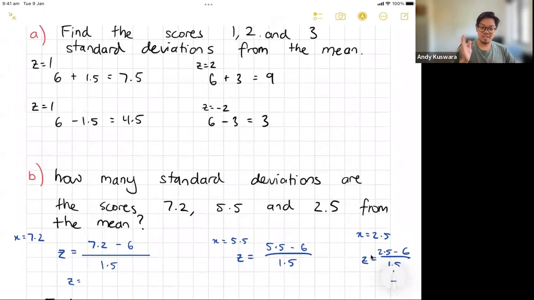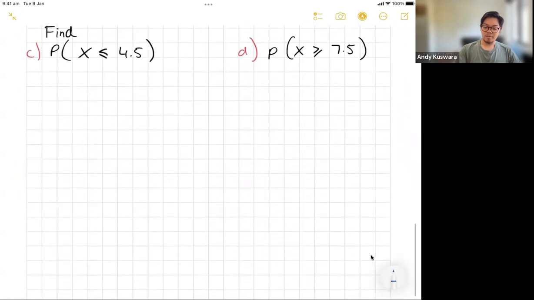If your z-scores are negative, that means you're below the average. So I guess for 5.5 and 2.5, we're expecting a negative Z score, whereas 7.2 is above 6, so we're expecting that to be above. Okay, now this is probably the main one.